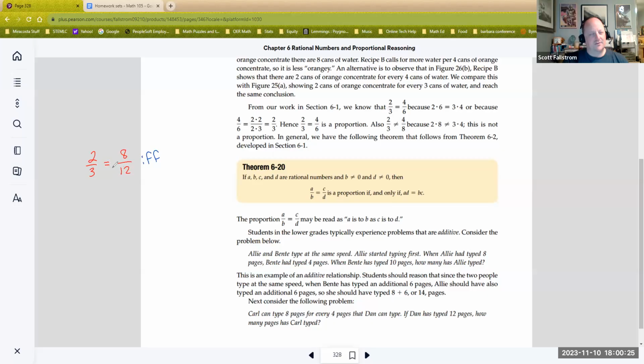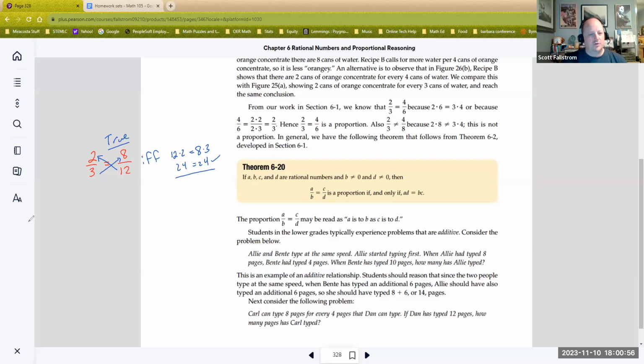But the idea of building them up with the fundamental law of fractions, I would need to show that 12 times 2 had to be the same as 8 times 3. That's 12 times 2 and 8 times 3, and you can tell we get 24 and 24. So this is a true proportion. And again, a true proportion just means it's one where the ratios are equal. Okay, so that's the terminology.